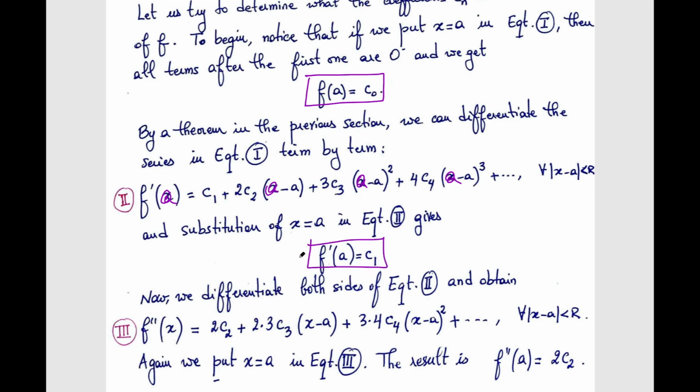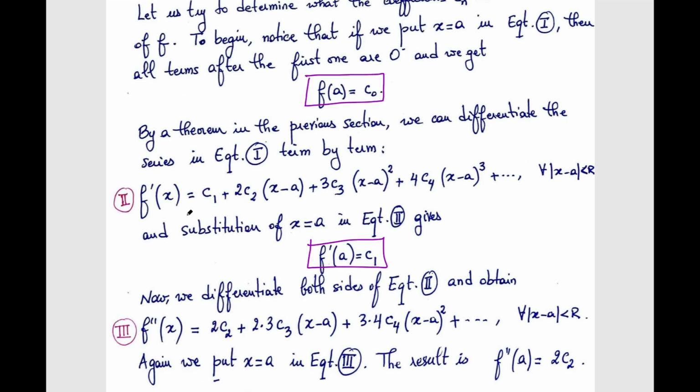And we're going to keep doing the same thing. By this, I mean I'm going to keep applying that theorem of the previous section, so I'm going to keep differentiating. I'm going to differentiate one more time. I'm looking at equation 2, differentiating both sides of equation 2. I'm going to get f double prime on the left side.